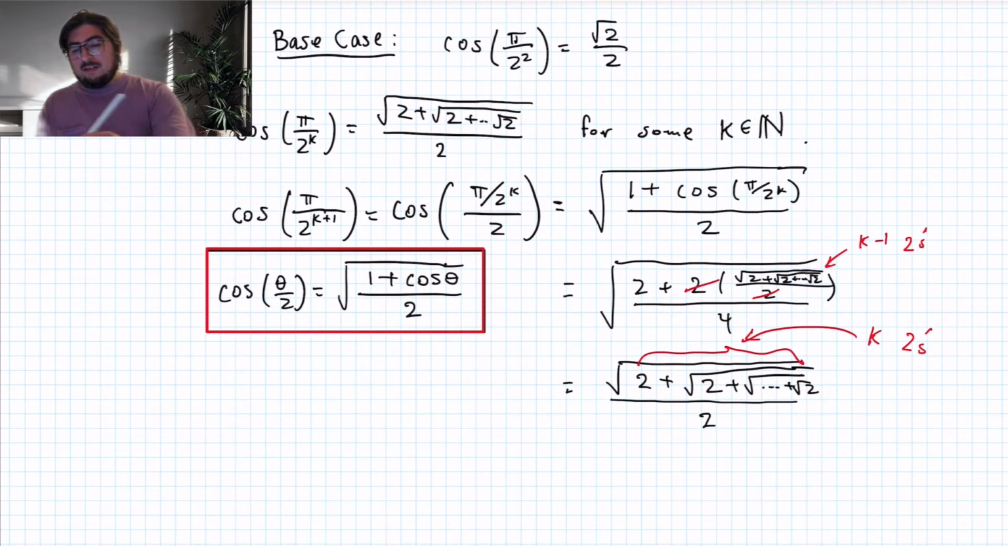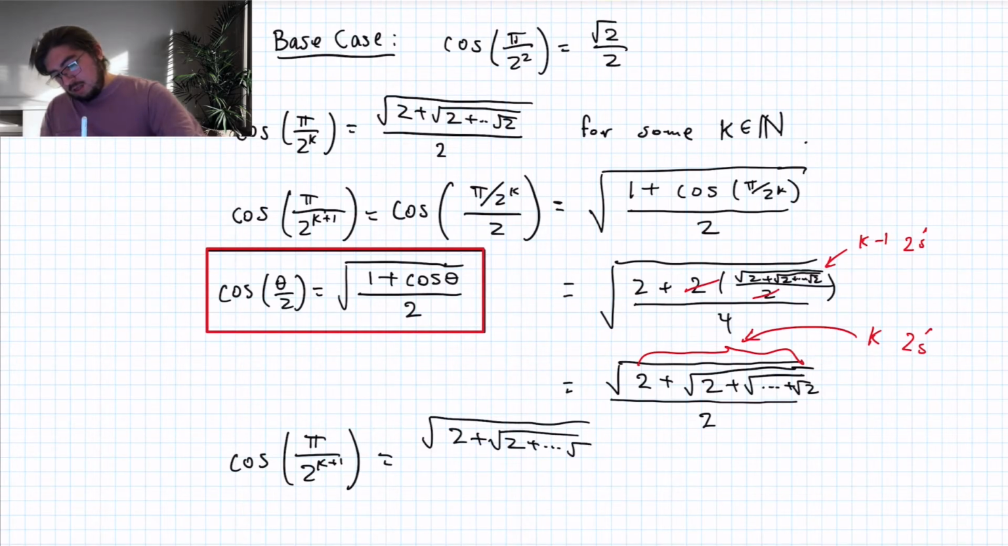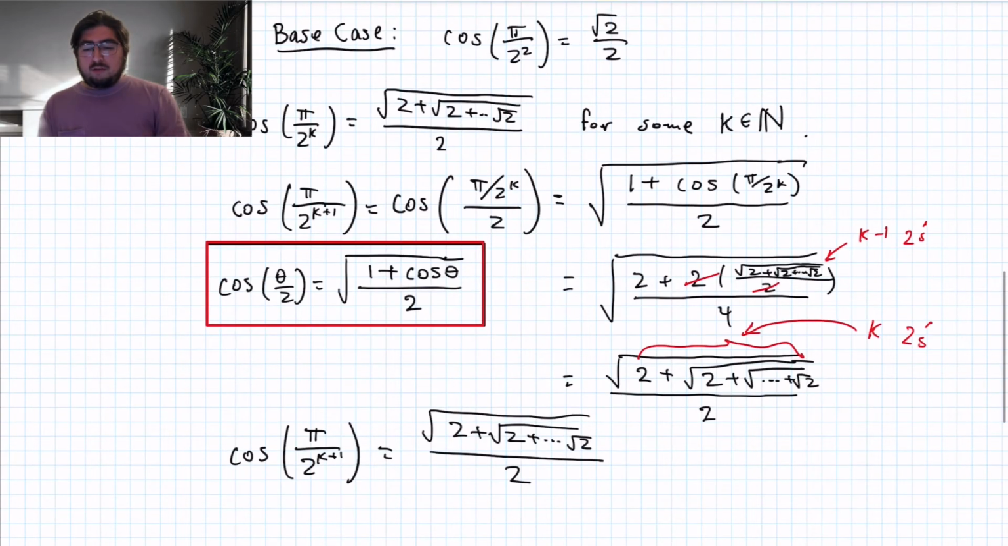Great. So what we have shown is that cosine of pi over 2 to the k plus 1 is equal to this nested radical involving k many 2's all over 2. So that actually proves the induction step of this process. After the base case, this is called the induction step of the proof by induction. I know I remembered the fact wrong, so that maybe threw things off a bit.